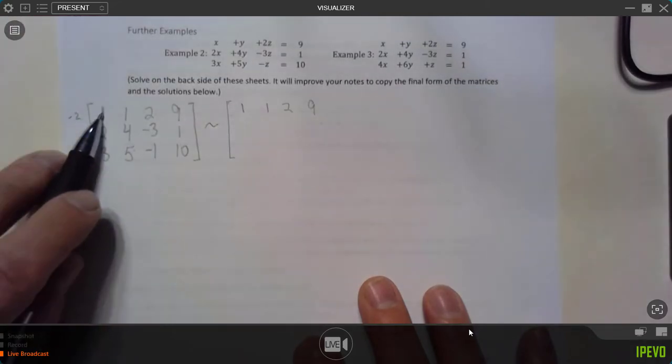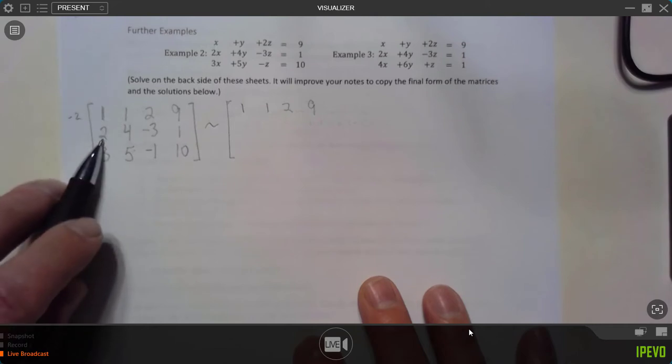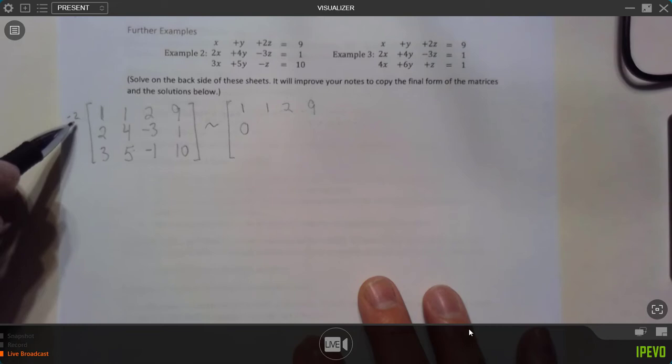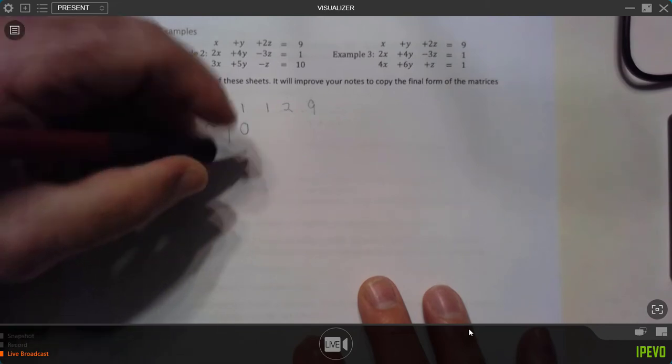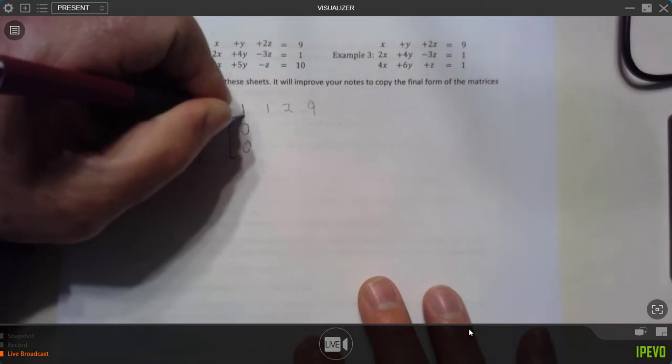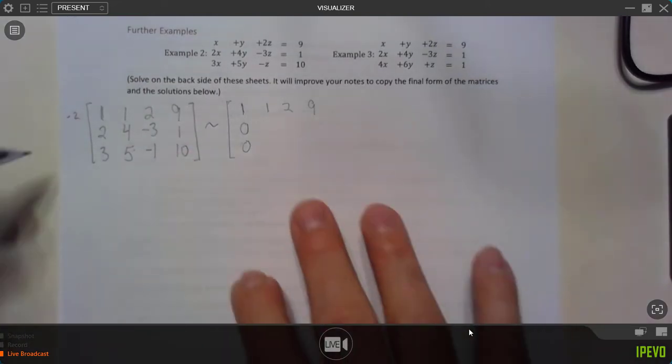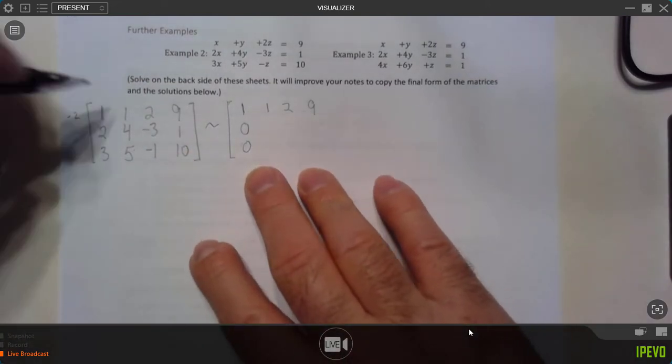And then I'm going to take minus 2 times the 2 here. I'm going to get a 0. And thinking ahead, I'm going to take a minus 3 times this row and add it here to get a 0 there, right? That's the reason I'm doing this, is I want that pattern. So I actually can predict what's going to happen. And if I don't get that, it's because I made a mistake.